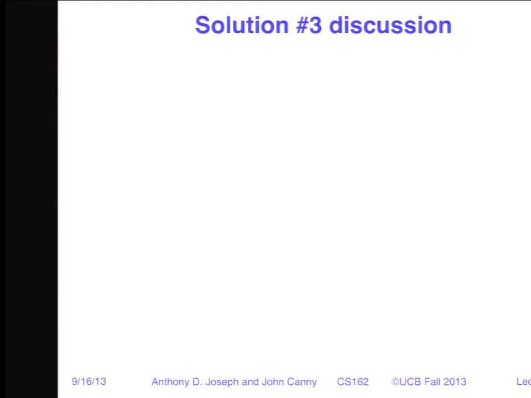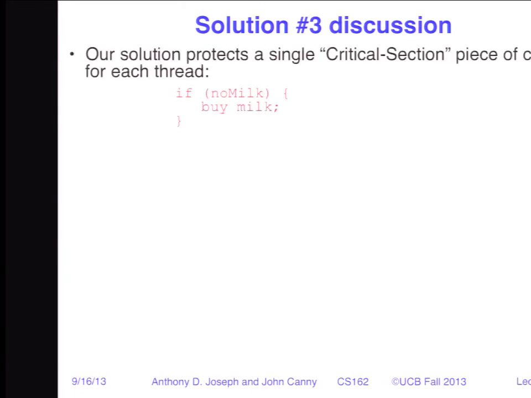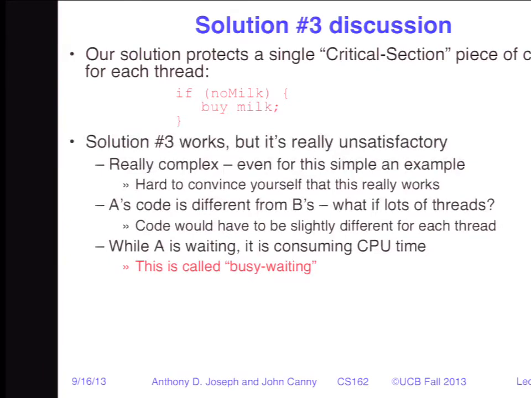Okay, so our solution protects a critical section. Right? This critical section is that if there's no milk, buy milk. That is the thing we want to make sure only one thread at a time is checking for milk and buying milk if necessary. Right? Because if we have two threads trying to do this, we end up with too much milk. So this solution works. Like I said, I encourage you to go home and take a look at all possible interleavings. It's a small piece of code, so you can do that.